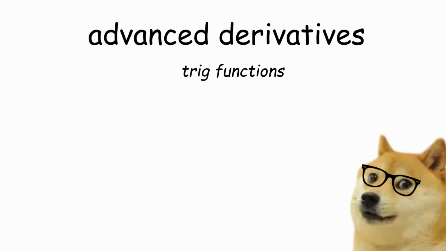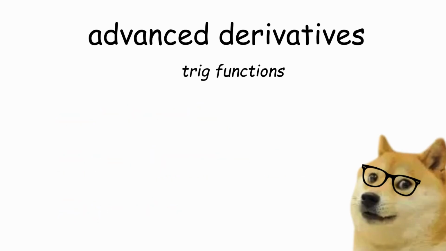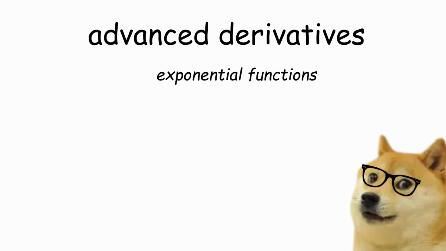For example, tangent is the same as sine over cosine, so you can use the quotient rule on it. The hyperbolic functions work the exact same way, except you don't even have to worry about cosine having a negative derivative. And then there are the exponential functions.